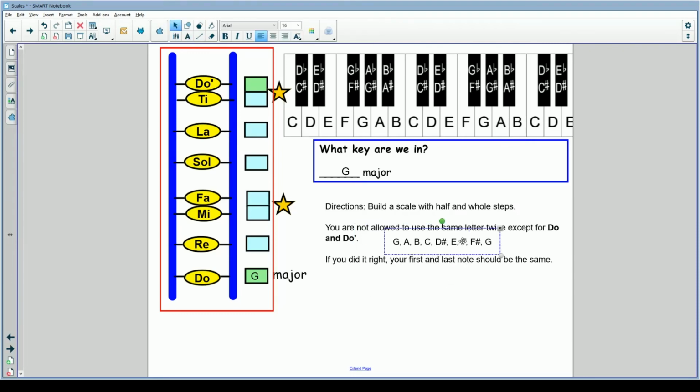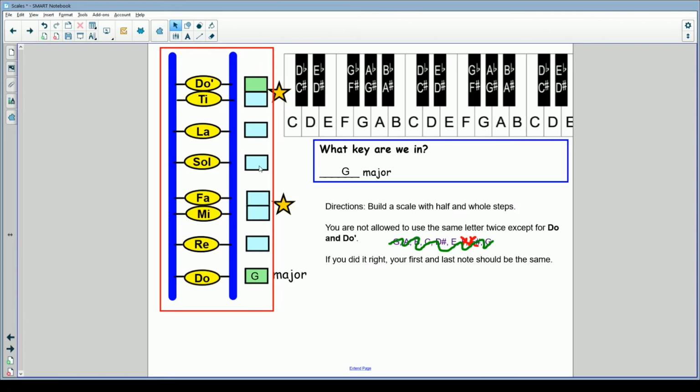So let's pretend that you're doing your work and this is what you end up with. Take a look. There's an F and an F sharp. It uses the same letter twice. You cannot have that. That means your answer is probably wrong, and it means you probably need to try again. So this is bad juju. Don't do it. And just like I said before, if you did it right, your first and last notes should be the same.